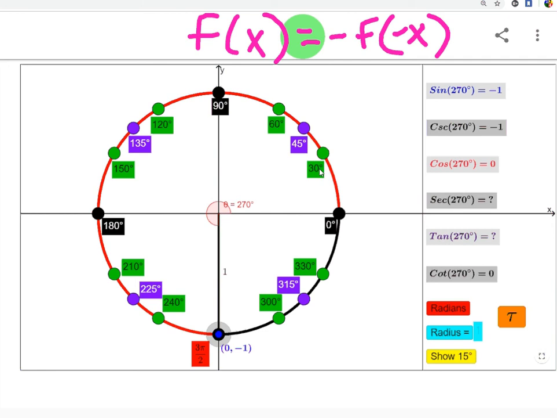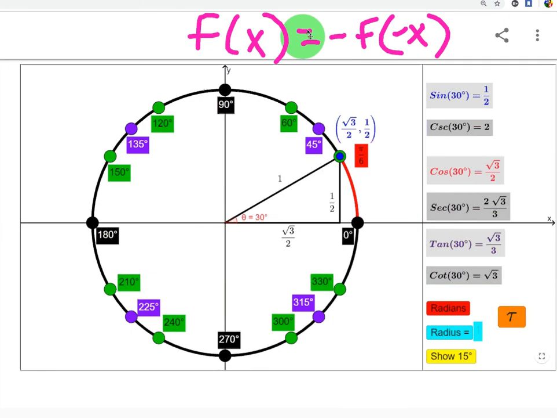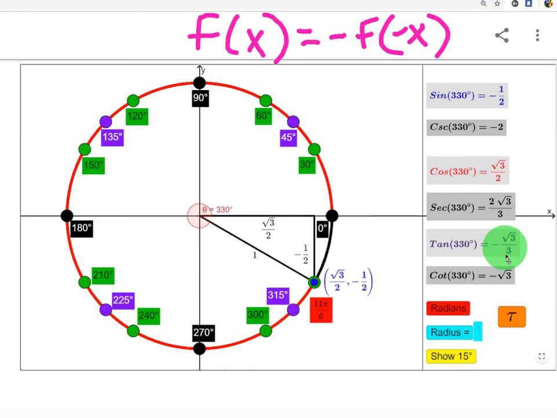So for example, let's start at 30 degrees and look at the tangent. The tangent is square root of 3 over 3. So if I flip that to negative 30, I would expect the negative to come back. So I do get negative square root of 3 over 3. And again, this confirms the definition of odd: f of x is equal to negative f of negative x. Again, you could just take this negative and move it over.